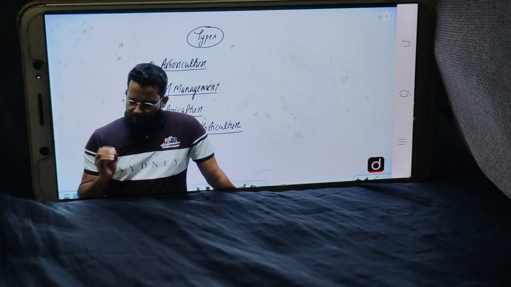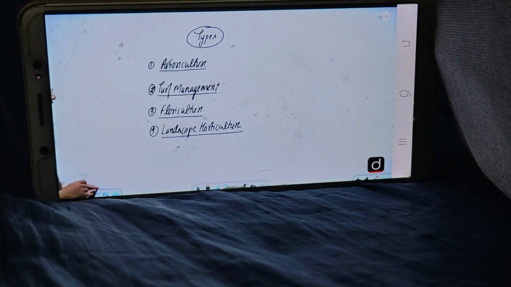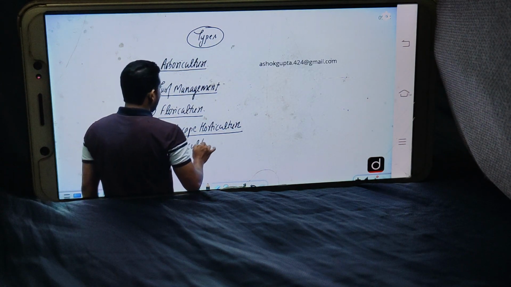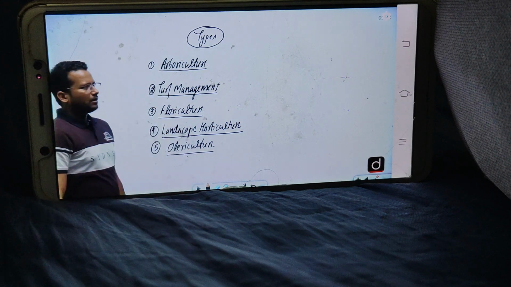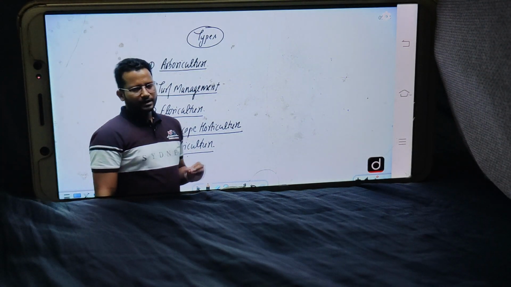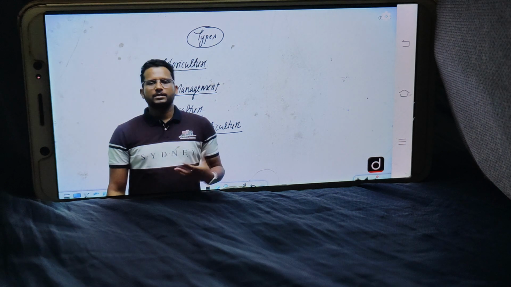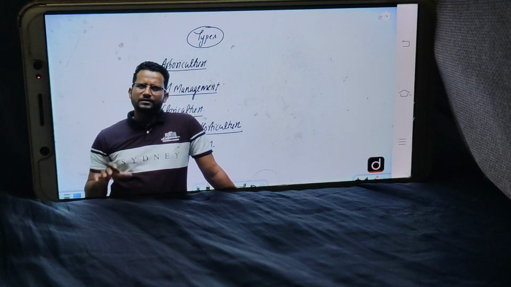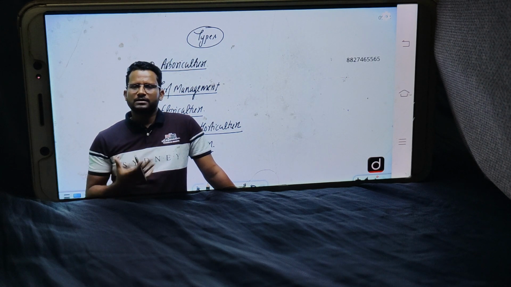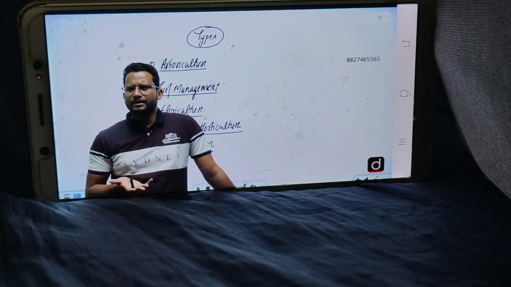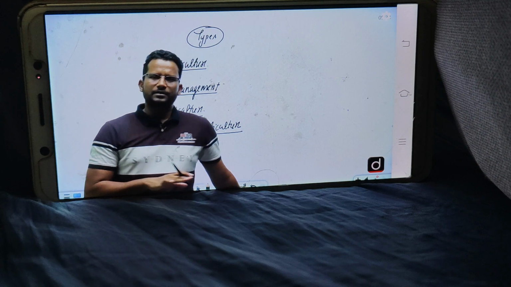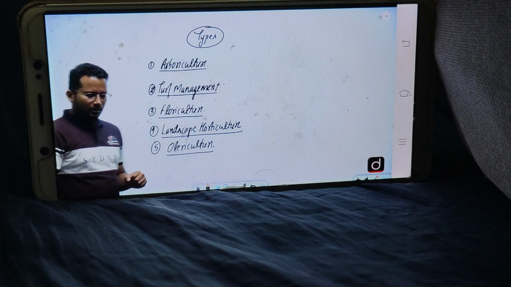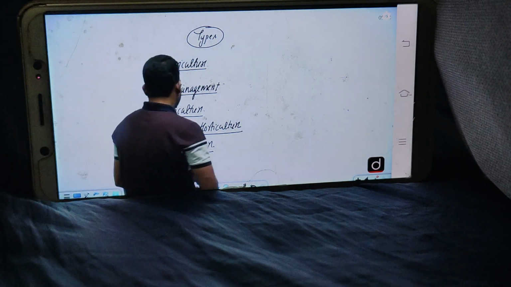Clear? Next, after landscape horticulture, the next one, number 5, is olericulture. So what is olericulture? In simple terms, olericulture is cultivation of vegetables. Okay, it simply means cultivation of vegetables, or you can say cultivation of non-woody plants for human consumption. So if you are cultivating vegetables, that is also a part of horticulture, and it is called olericulture.